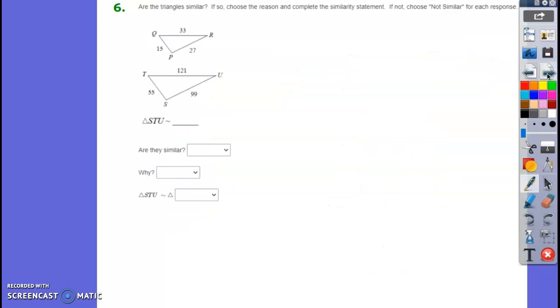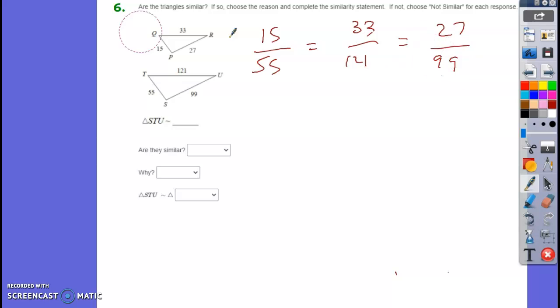Number 6, are the triangles similar? If so, choose the reason and complete the similarity statement. Okay, so looks like we only have measures of sides, so we're going to check all these sides and see if they're proportional. And 27 is to 99. Okay, let's check all those. All right, when I throw each of these into a calculator, I'm getting the same value, so they are similar.